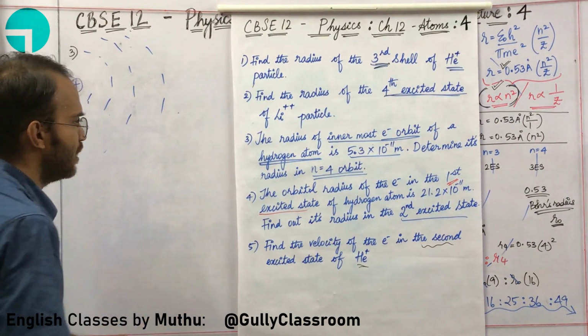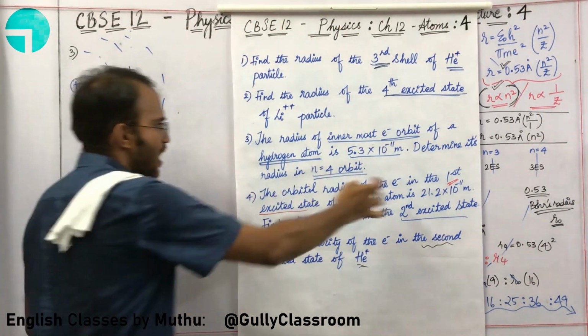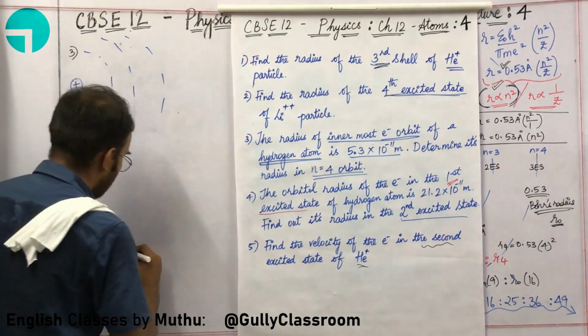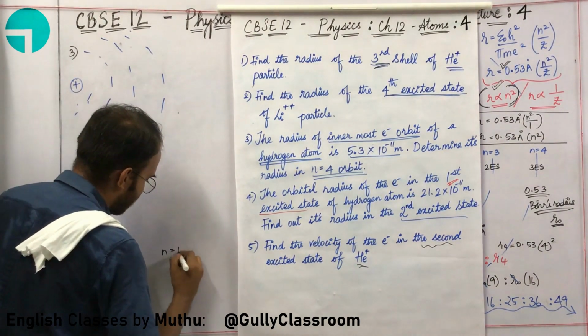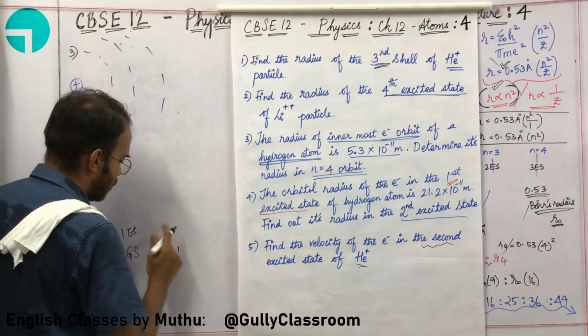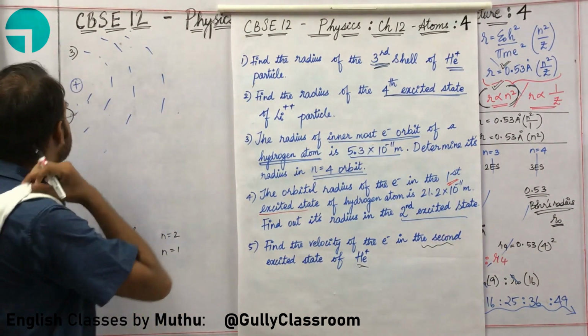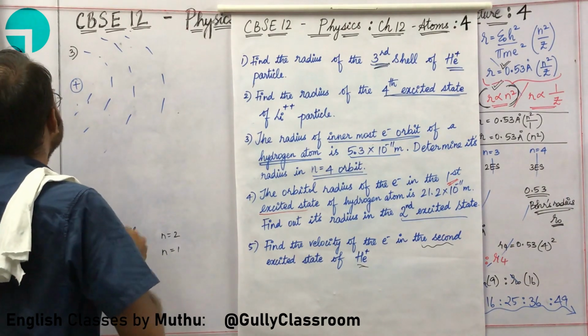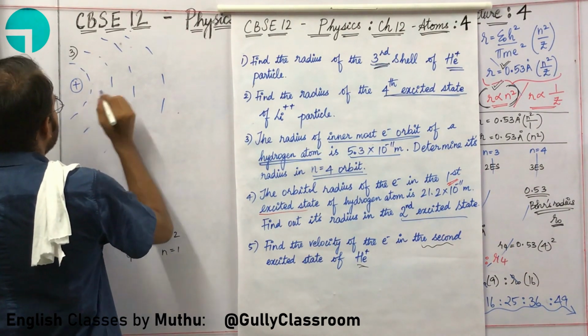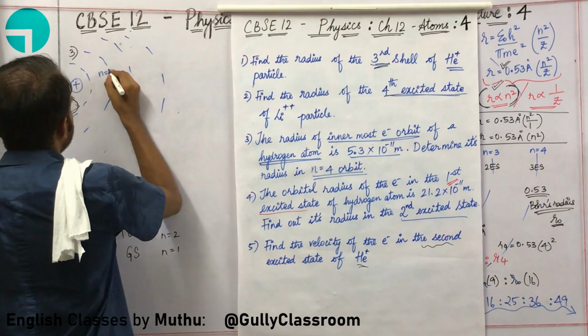In the fourth problem, the orbital radius of the first excited state. Carefully note it down. They are not giving ground state. For ground state, you will write n equal to 1. First excited state means n equal to 2. So for first excited state, n is equal to 2.